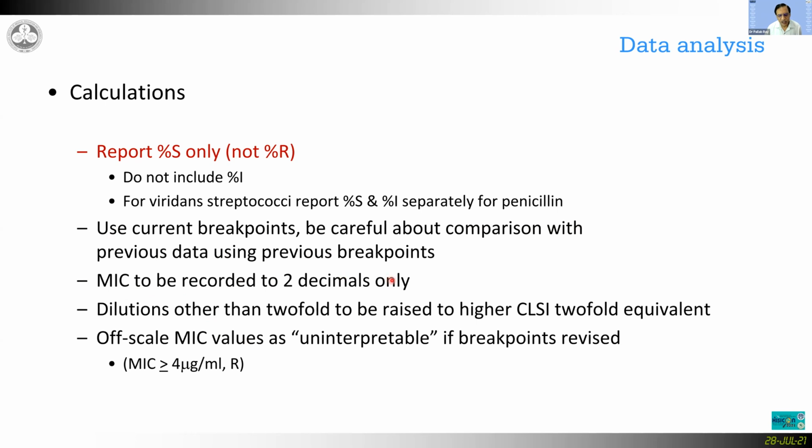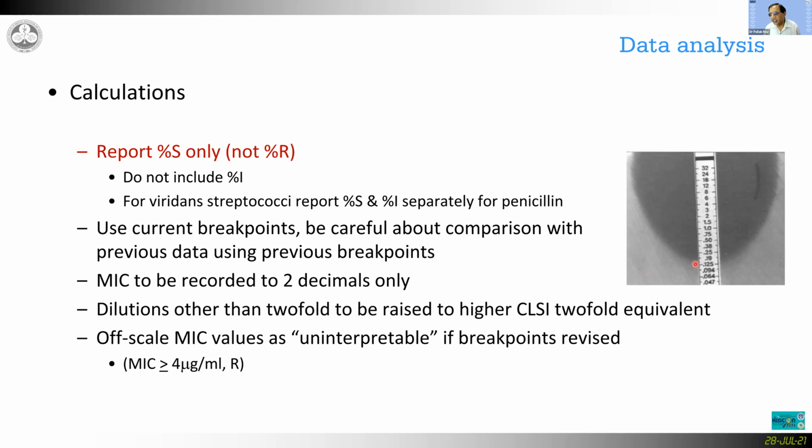MIC to be recorded to 2 decimals only. Dilutions other than twofold dilutions are to be raised to a higher CLSI twofold equivalent. I'll give you an example. You will see that in the E-test strip, there are values in between the twofold steps. For example, 1 and then 2, then 4, but in between we have 1.5 and 3. So when we are actually reporting it, we should not report the in-between values. If it is between 1 and 1.5, we should raise it to the next value, 2, and not 1.5.